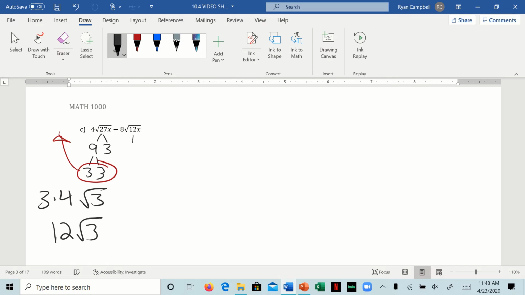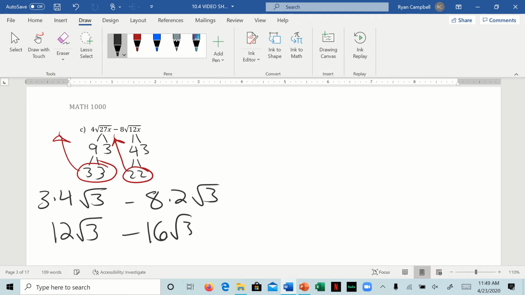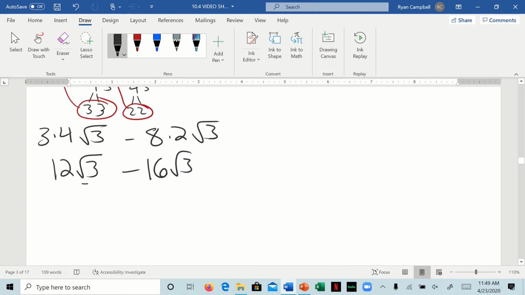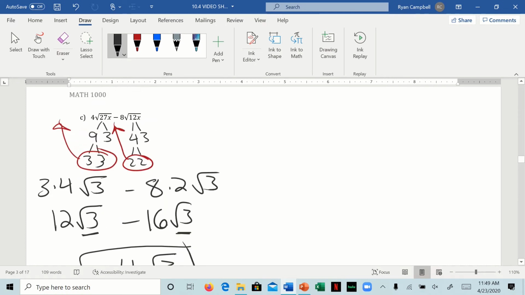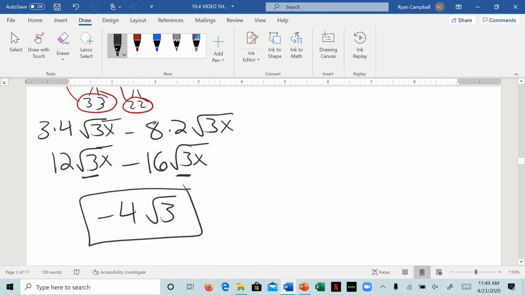Square root of 12. So that's 4 and 3, 2 and 2. 2s can come out. So we have negative 8 times 2 times the square root of 3. Negative 8 times 2 is negative 16 square root of 3. Now we have square root of 3 and square root of 3, so we can subtract. So 12 minus 16 is negative 4. So our final answer is negative 4 square root of 3x. Sorry, yeah, we should still have that x inside. There we go.